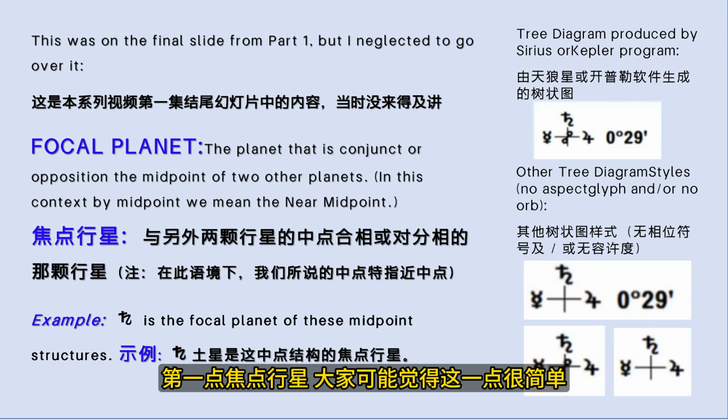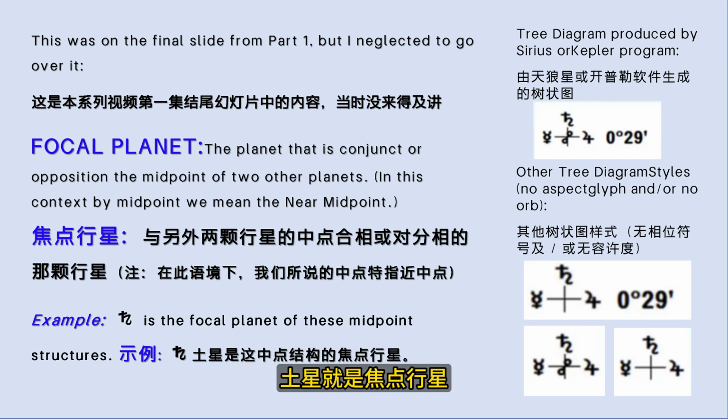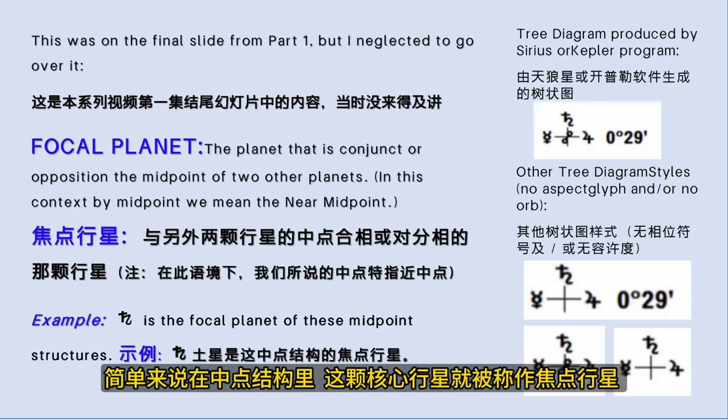The focal planet, I think you've got this, is very simple: it's the planet in a midpoint structure. For example, the one shown on the right side, Saturn is the focal planet. Saturn is opposition the midpoint of Mercury and Jupiter with a 29-minute orb. This is the midpoint structure from the birth chart of Julia Roberts that we covered in the first video in the series. Anyway, it's a midpoint structure. That planet is called the focal planet.